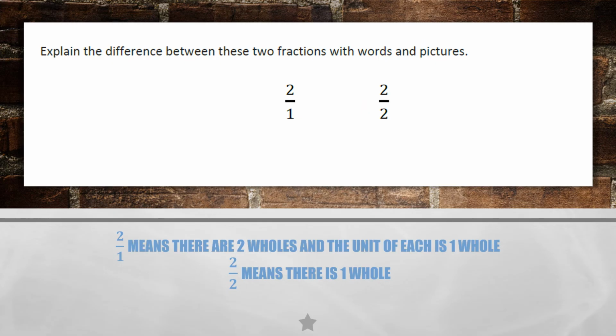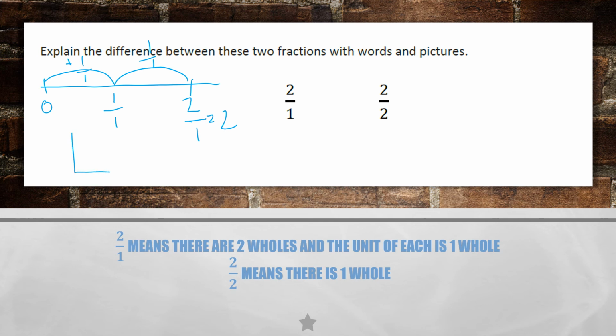Nicely done. So if we look at what the difference is between 2 over 1 and 2 halves. So 2 over 1, let's think of that idea of taking a jump of adding 1 over 1 each time, and we're doing 2 of those. So if I add 1 over 1 to nothing, I'm at 1 over 1. If I add that, then I'm going to be at 2 over 1. This is equal to 2 whole things.